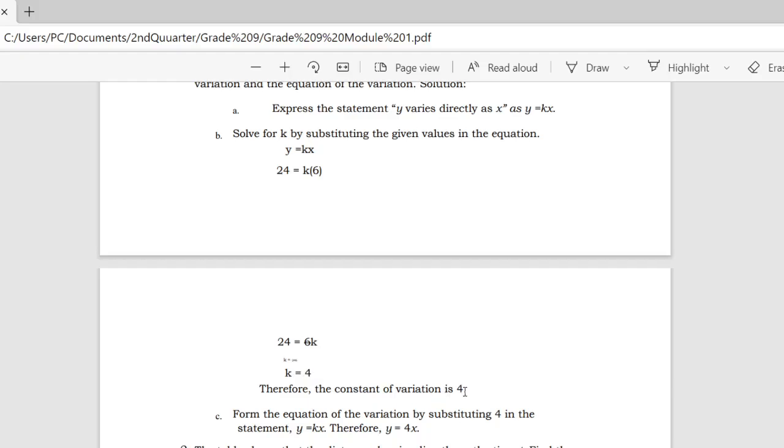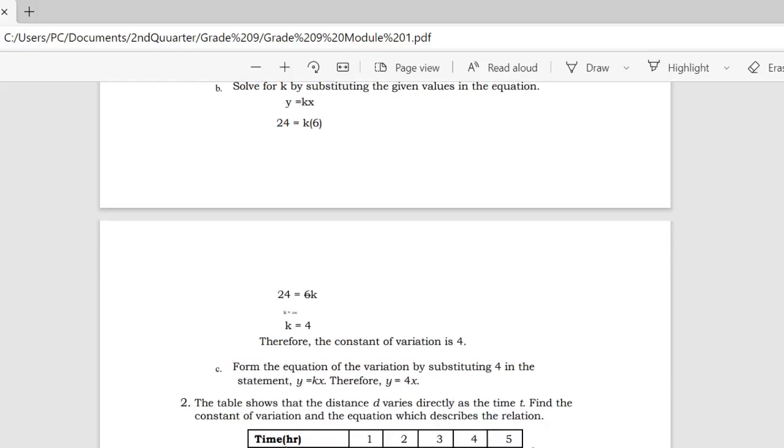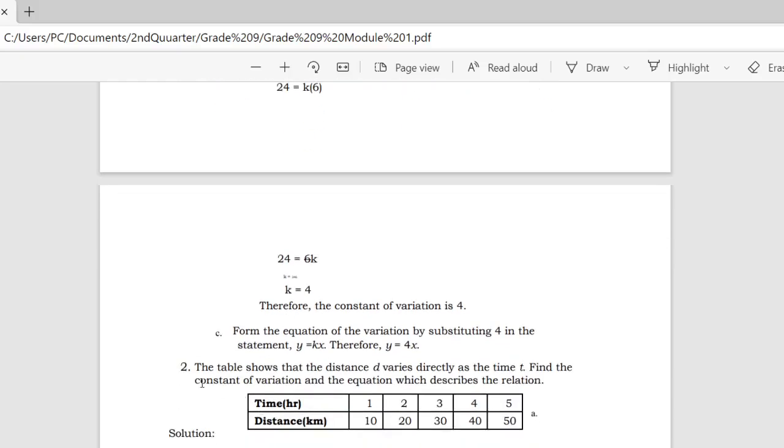How are you going to form the equation of the variation? Use this again: y equals kx. But your k is 4, so you just replace the value of k. Therefore, your equation is y equals 4x. So that is the equation. Letter B, or number 2.